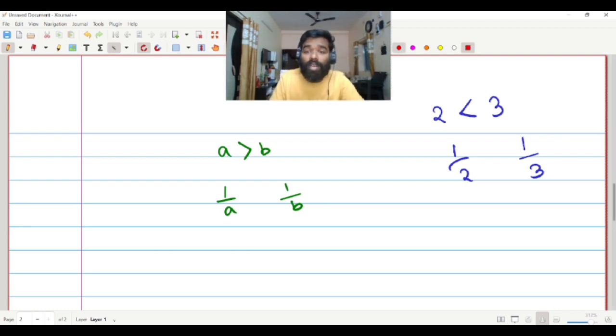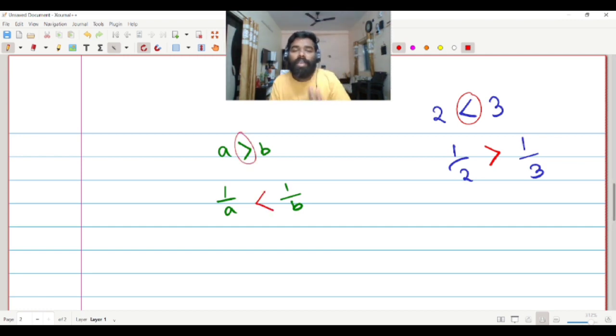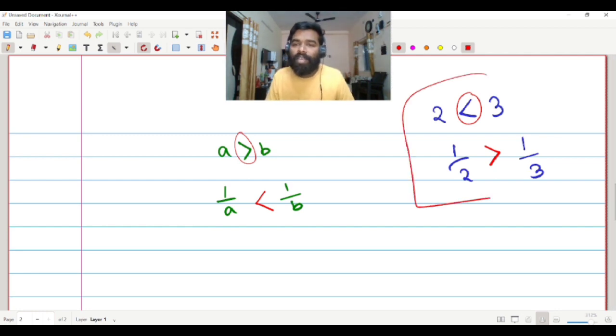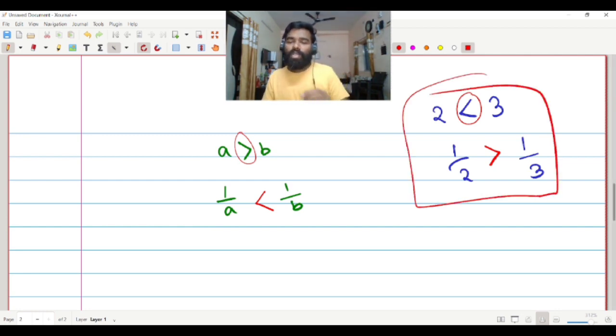So it has to turn. When we are making reciprocal, the sign will turn to the other side. Here the sign is this way, so you will write it the other way. So if you say that a is greater than b, now you need to say that 1 by a is less than 1 by b. It's very simple. I have shown one example here. We all know that 1 by 2 is actually greater than 1 by 3. So we'll move ahead.